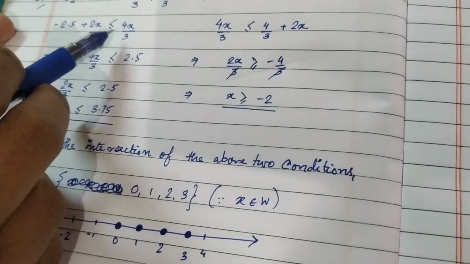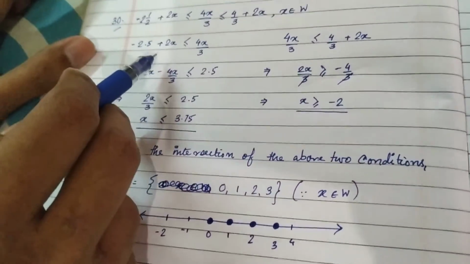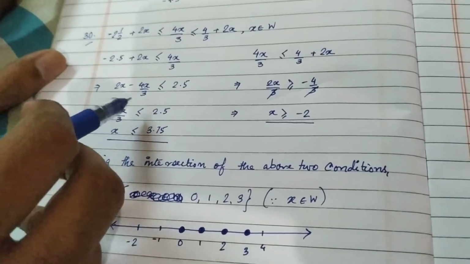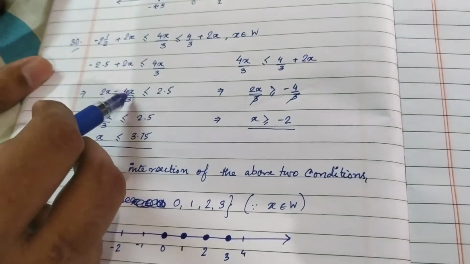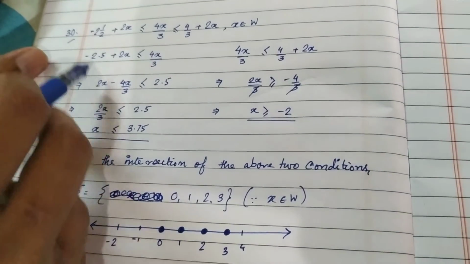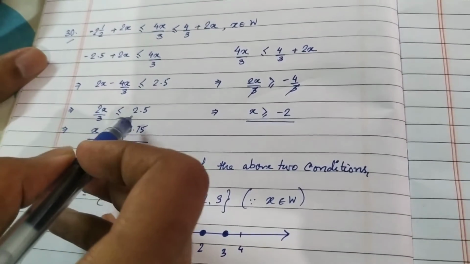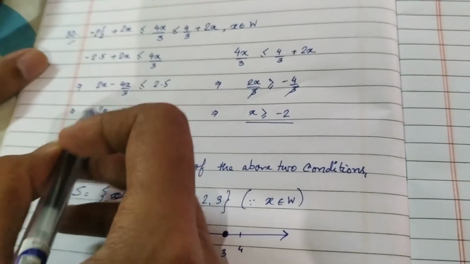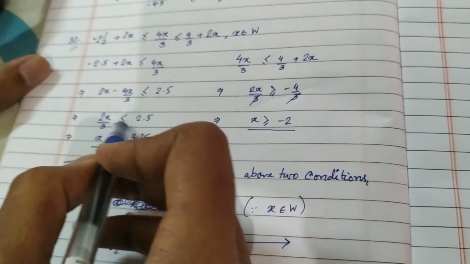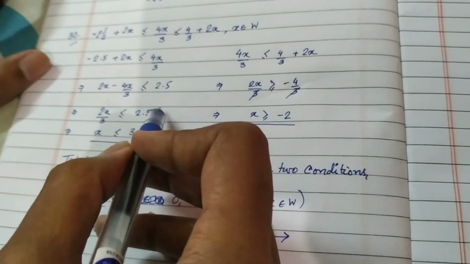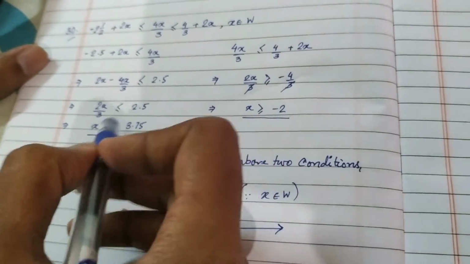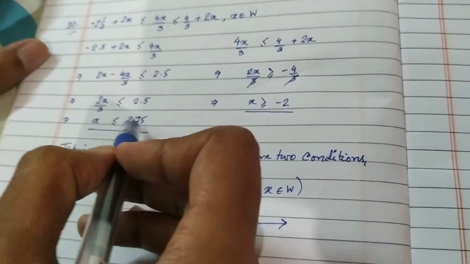Basically it's quite simple. We take the x terms to one side, 2x minus 4x by 3, that gives us 6x minus 4x, that is 2x by 3. Minus 2.5 becomes plus 2.5. So 2x by 3 is less than or equal to 2.5. We take this to the other side, so it's x less than or equal to 2.5 multiplied by 3 divided by 2. That gives us 3.75.